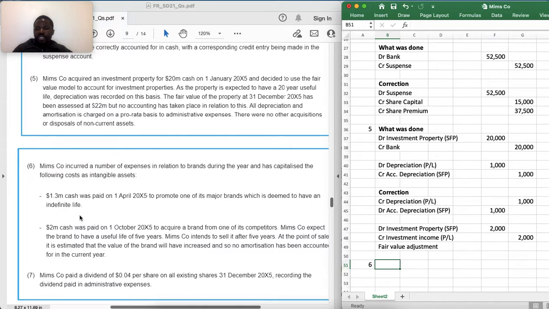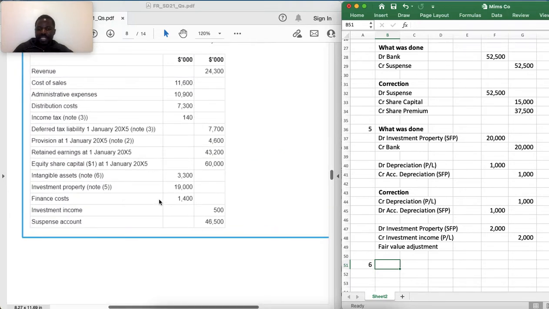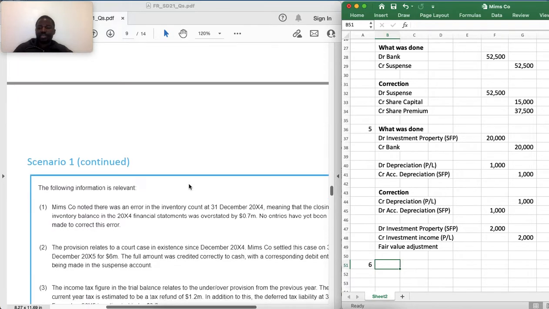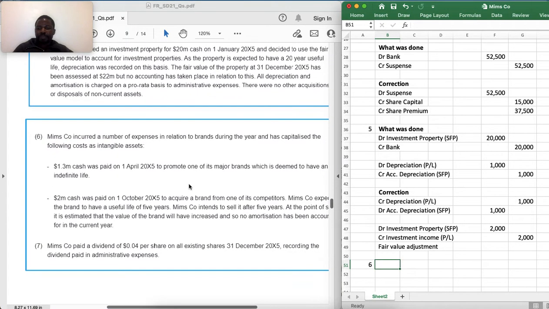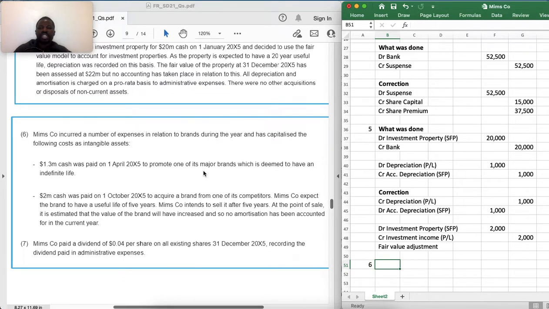Note number 6, we are told MCO incurred a number of expenses in relation to brands during the year and has capitalized the following costs as intangible assets. So let's go to our intangible assets. We have our intangible assets as 3.3 here under note number 6. Now 1.3 was incurred 1 April to promote one of the major brands. So promotion is not a capital expenditure, rather it is a revenue expenditure.